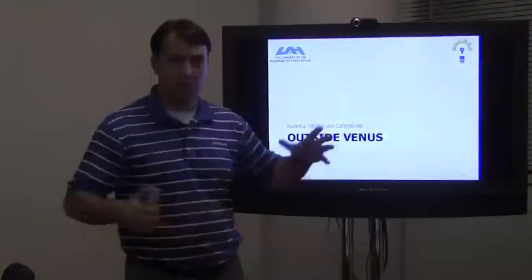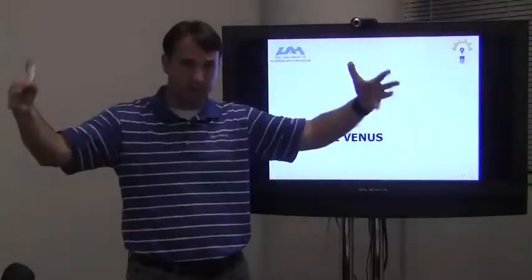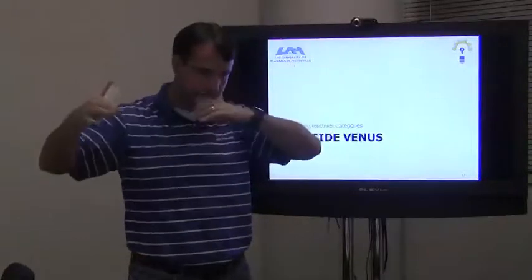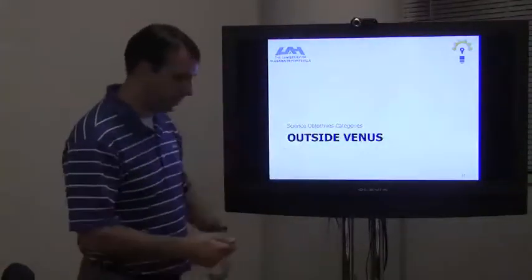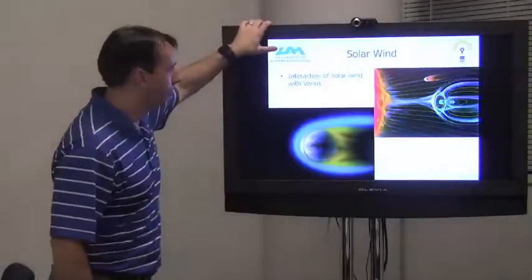Okay, so we're going to start with outside Venus and then work our way down. So we're outside first, and then atmosphere, and then surface. So we're outside Venus first. So the interaction of the solar wind.